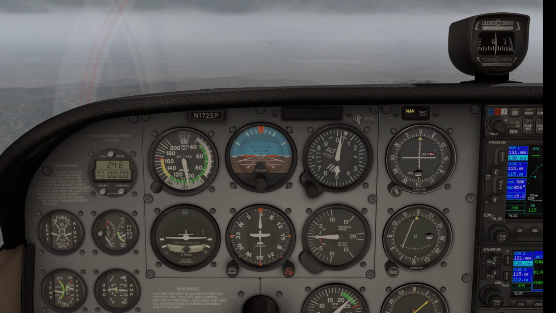The CDI is showing a full-scale deflection to the east. Since we are tracking outbound on the 060 course and the CDI is deflected to the east, the direction of travel, we can conclude that the intersection lies ahead of our present position. The distance from Oakland is less than 23 miles, which further confirms that we have not yet reached Altam.